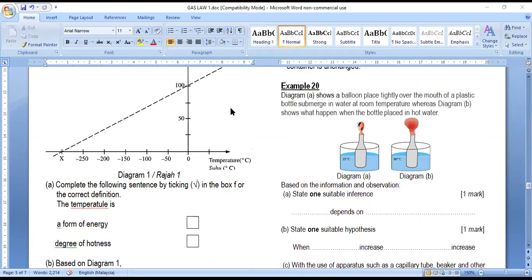Example on a Paper 3 question. Diagram A shows a balloon placed tightly over the mouth of a plastic bottle submerged in water at room temperature, whereas diagram B shows what happened to the bottle placed in hot water. Based on this, what happens is when temperature increases, volume increases. This is talking about volume and temperature, so volume depends on temperature.